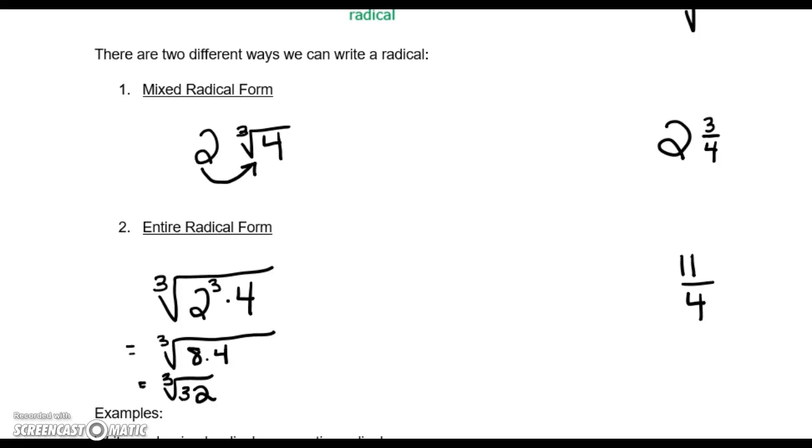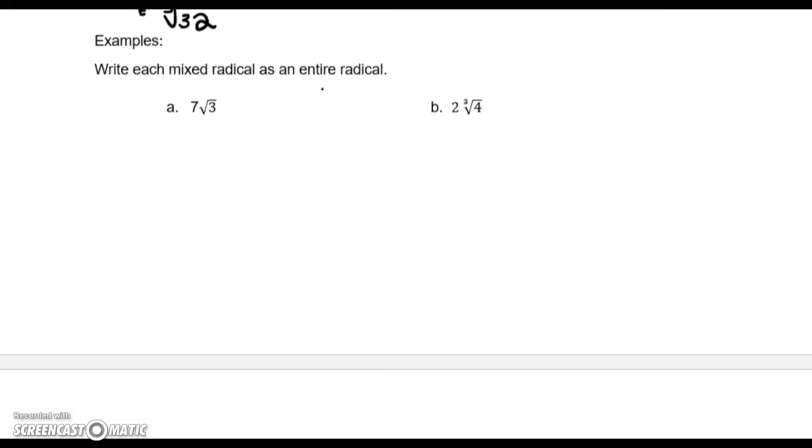So that is everything for that recap. So now we're going to move on to example number 2 from your notes, where we're going to work on converting between mixed radicals to an entire radical form. So here we're going to write each mixed radical as an entire radical. And our first one here is 7 square root of 3.